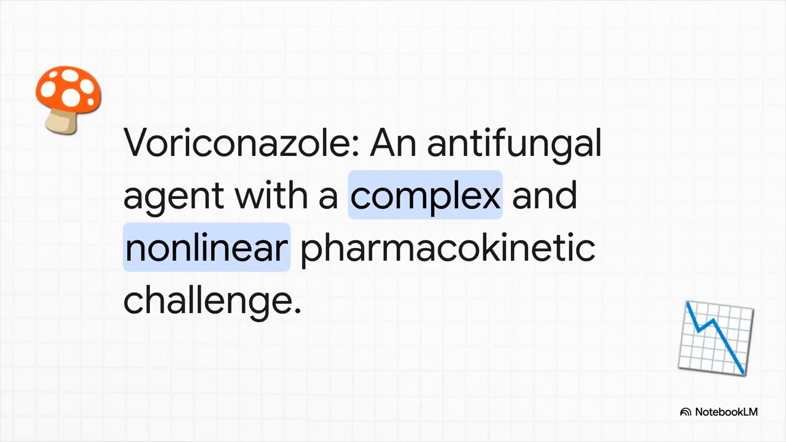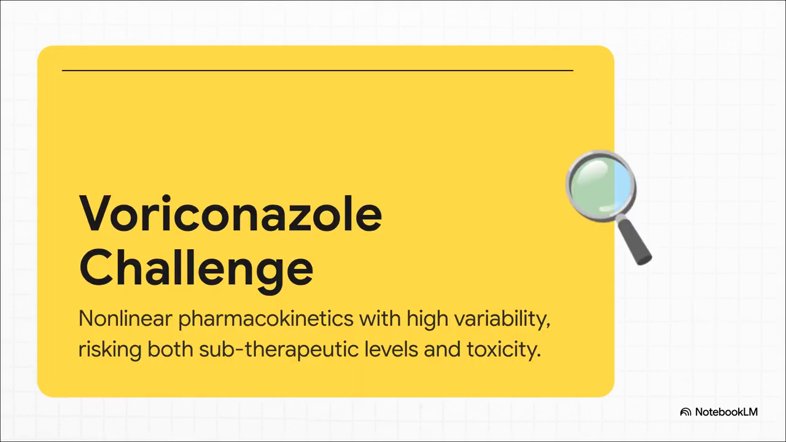All right, on to our second case. This time we're looking at the antifungal voriconazole, which presents a completely different, but just as tricky pharmacokinetic challenge. The key phrase here is nonlinear pharmacokinetics. So what on earth does that mean? Well, in simple terms, it means that doubling the dose doesn't mean you'll get double the drug level. You might get triple, or you might get almost no change at all.